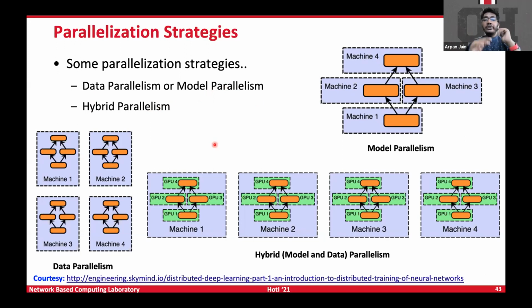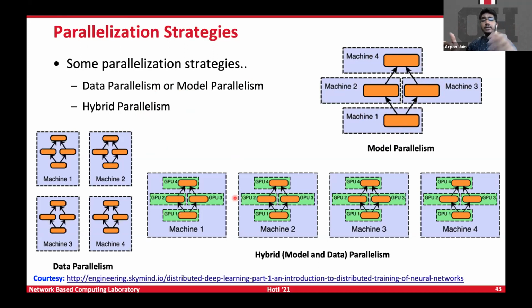The model and hybrid parallelism are used for models that cannot be trained on a single GPU. In other words, they cannot fit inside the memory of a single GPU or machine. So if your model is very big and you cannot fit it inside the memory of a single processing element, then you have to use model or hybrid parallelism. So what is model parallelism? In model or layer parallelism, we divide the model at the granularity of the layer. Here we place layer 1 on machine 1, layer 2 on machine 2, layer 3 on machine 3, and so on. This is model parallelism.